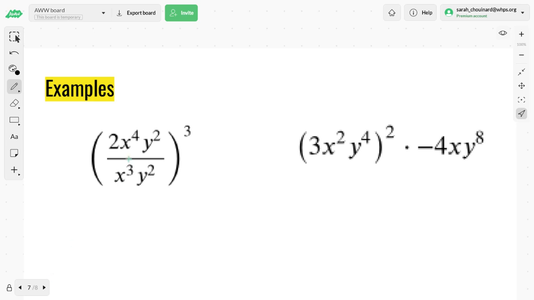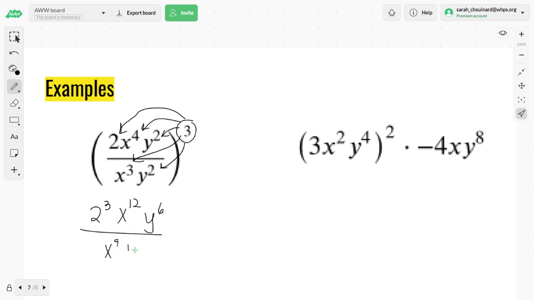So let's just do a few more examples. I'm going to give the power of 3 to every single power first. That's how I'm going to start. There are other ways to start, but that's the way I like to do it first. So that gives me 2 cubed. 4 times 3 is 12. 2 times 3 is 6. 3 times 3 is 9. 2 times 3 is 6. So 2 to the third power is 8. If I look at my x's, 12 minus 9 is 3.